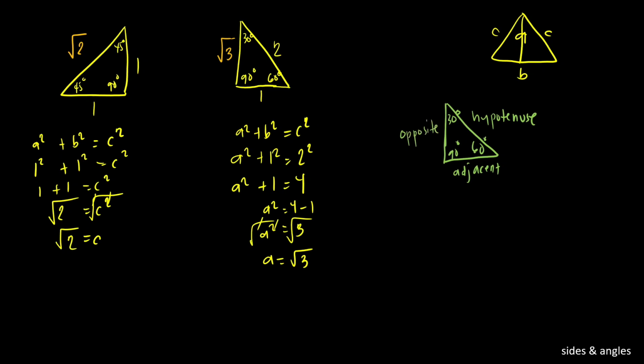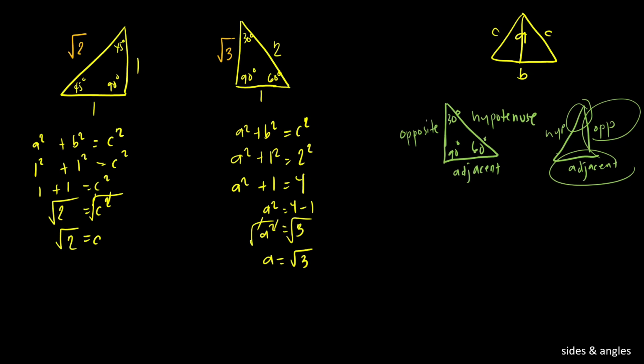So same goes here. Here is our adjacent, our hypotenuse, and our opposite. Okay. For the opposite and the adjacent, it depends on the angle you focus on. While the hypotenuse is always here, in side C. It's always opposite our 90 degree, okay?